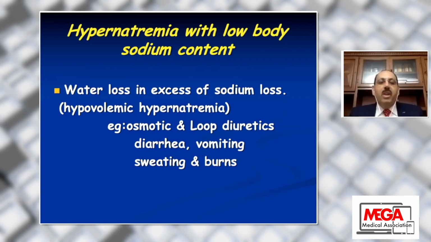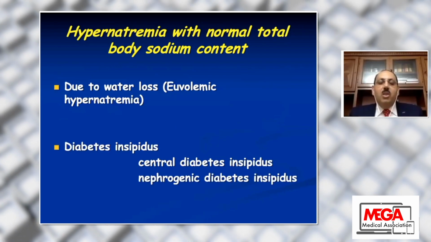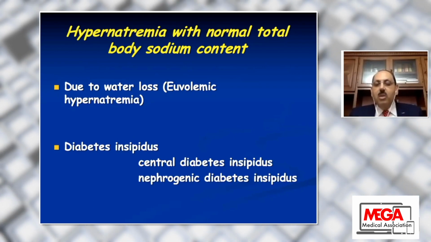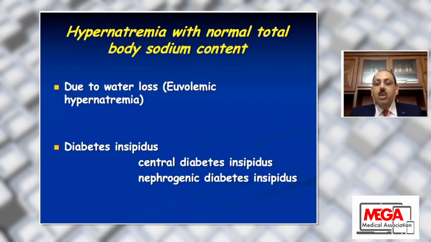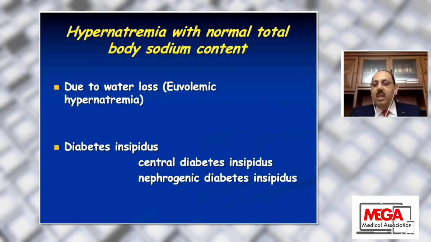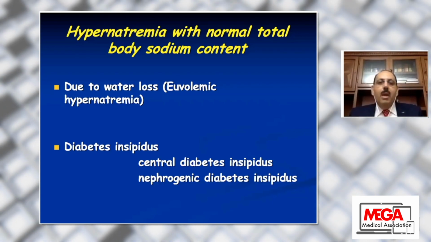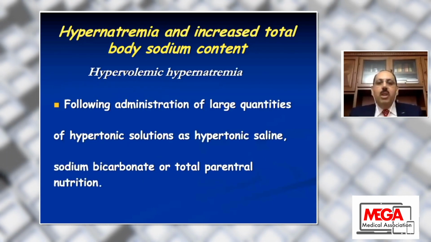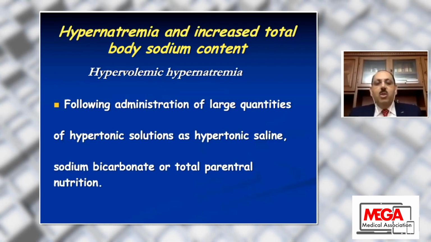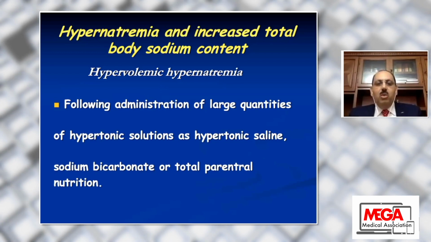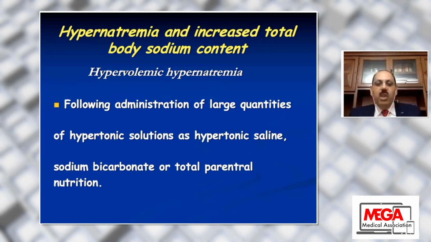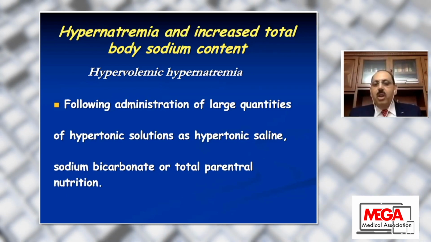Euvolemic hypernatremia occurs in case of diabetes insipidus, whether central diabetes insipidus or nephrogenic diabetes insipidus, where there is a loss of a large volume of urine, which may reach 16 to 20 liters per day. Hypernatremia with increased total body sodium content is hypervolemic hypernatremia. This is usually iatrogenic or due to administration of large quantities of hypertonic solution such as hypertonic saline, sodium bicarbonate, or total parenteral nutrition.